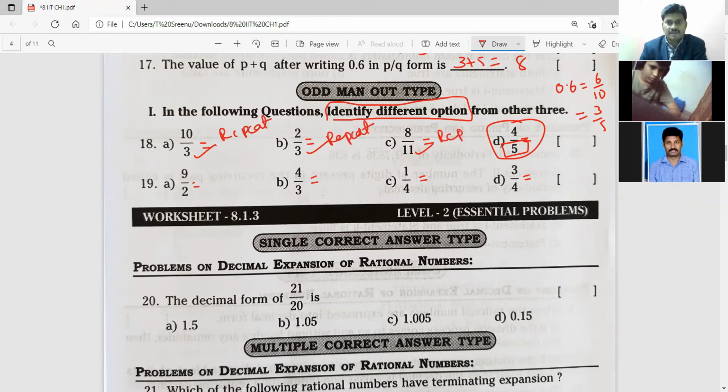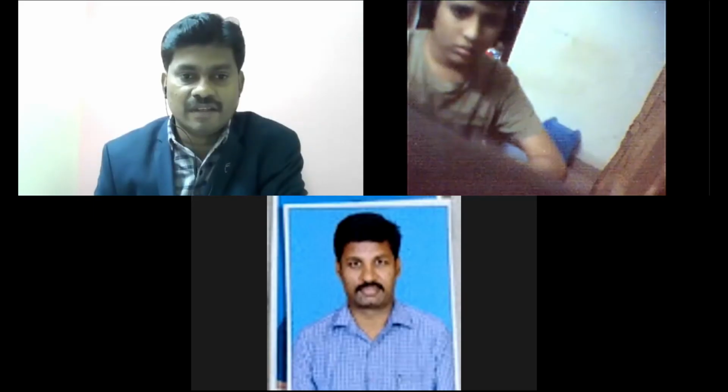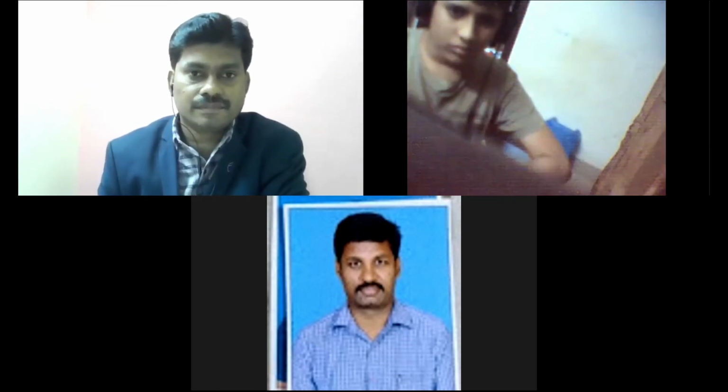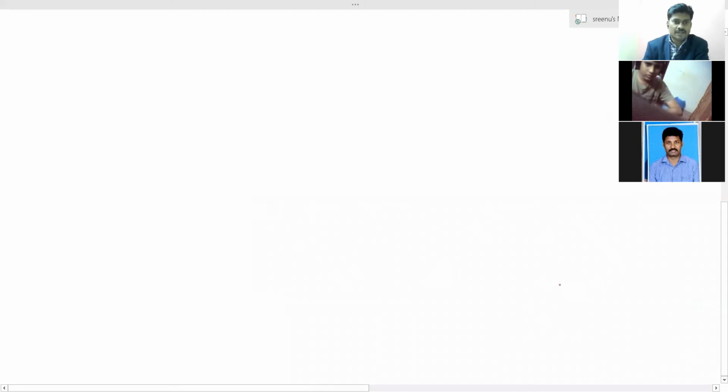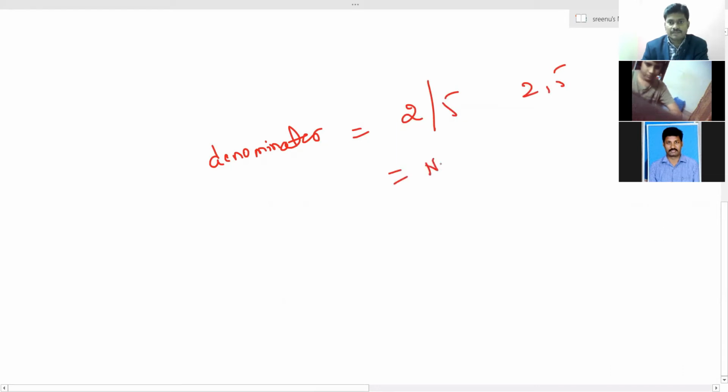No need to do division now. The denominator has 2 and 5 here, so it does not repeat. Understand? Denominator 2 and 5, not repeat. I will explain on the board. Please check. The denominator should have 2, 5 or 2, 5. It is not repeat.